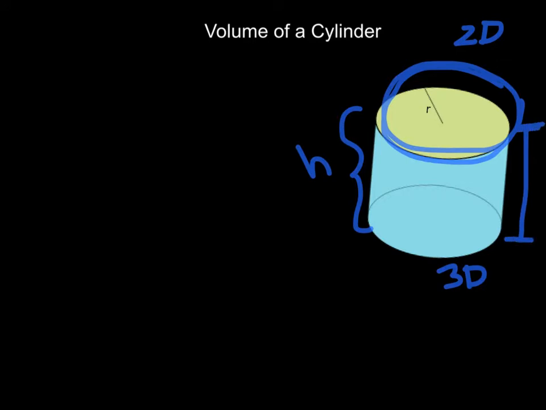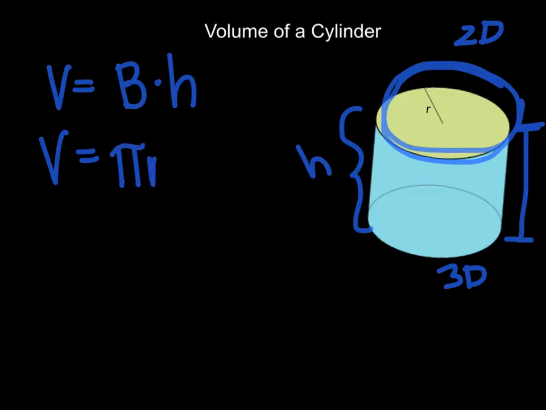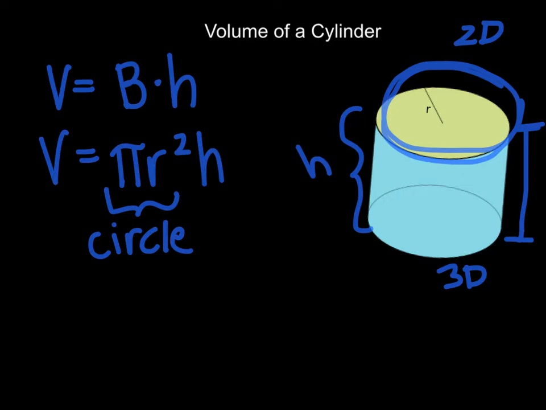adding just a height. So if I'm going to find the volume of a cylinder, I'm just going to take my base and multiply it by my height. In this case, the base of my shape is a circle, which I know has the formula of pi r squared. This is just a circle. And then all I need to do is multiply it by the height of the cylinder to get the total volume. So let's say that the radius of this is 8 meters.